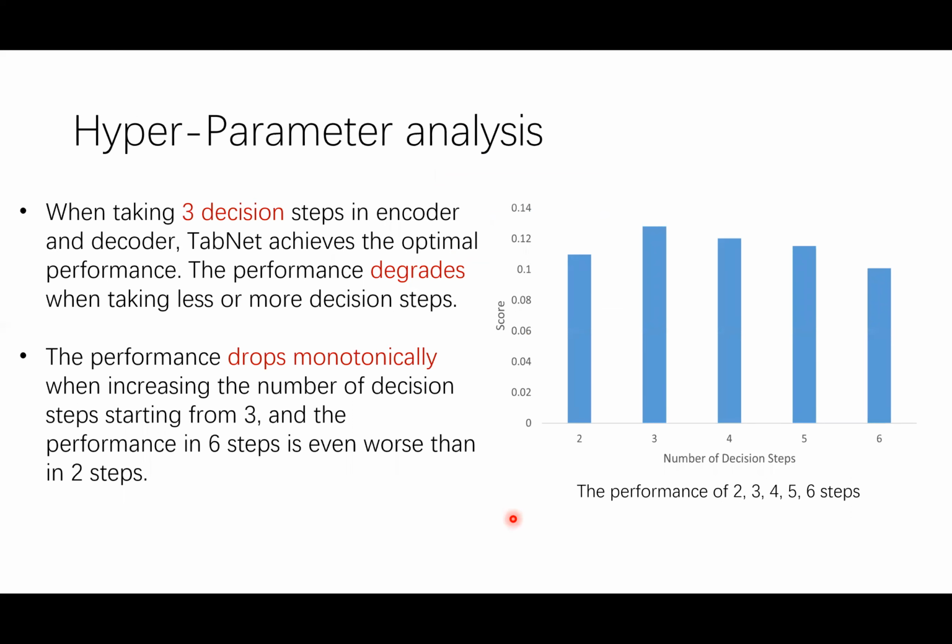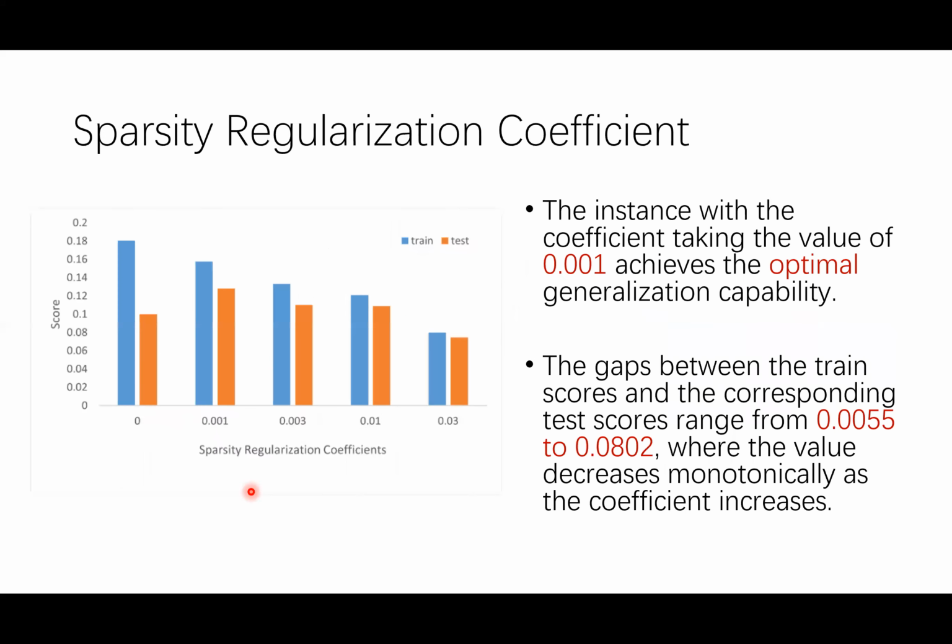And now I will present some hyperparameter analysis. First, we analyzed the number of decision steps for the TabNet. It specifies how many times the TabNet will process the features in the encoder and decoder. As shown in the figure, when taking 3 decision steps in the encoder and decoder, a TabNet has the optimal performance. And the performance will drop monotonically when increasing the number of decision steps starting from 3. And the performance in 6 steps is even worse than in the 2 steps.